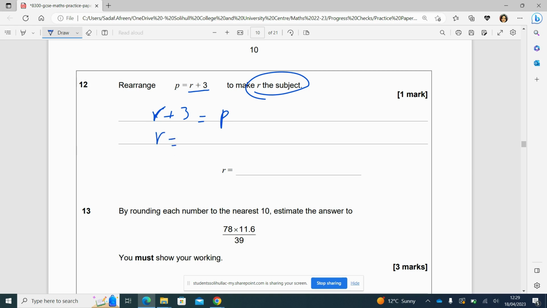But to make the R the subject of the formula, you put R equals, and do the opposite, do the reverse of plus 3, which is minus 3 on the other side. And that gives you R equals P minus 3, and that's the formula. Okay.